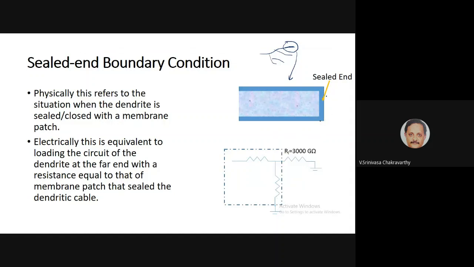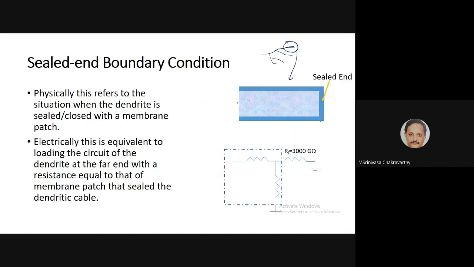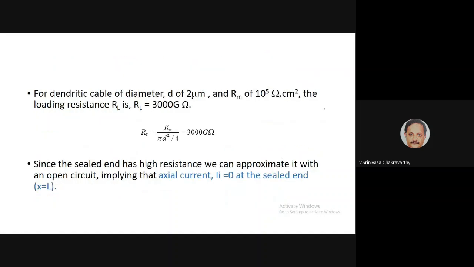How high? Let's take some sample numbers and calculate the possible resistance there. Let's take a dendritic cable of diameter 2 microns, which is a typical diameter. These are very thin cables. Now, to calculate this resistance, we need the resistance of the membrane. Rm, the membrane resistance, is 10 power 5 ohm centimeter square, a typical value. Therefore, if you take Rm divided by the area, you get RL, which is 3000 gigohms. It's a huge resistance, so you may practically consider it as an open circuit.